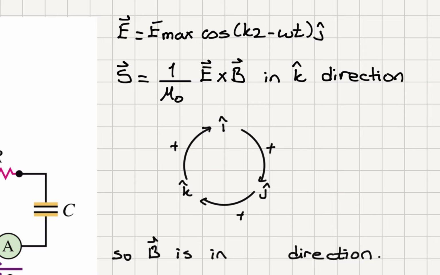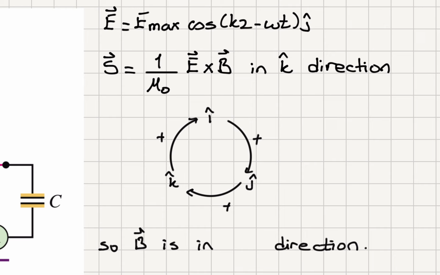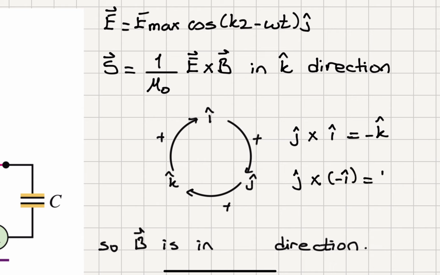Now, for this Poynting vector to be in the k hat direction, we have to determine the direction of the magnetic field. Looking at the relationship between i hat, j hat, and k hat here, i hat cross j hat is k hat, j hat cross k hat is i hat, k hat cross i hat is j hat, etc. So we have to find out which cross product with j hat gives us k hat. j hat cross i hat gives us minus k hat. So what we need is actually j hat cross minus i hat, which is going to give us plus k hat direction. So this tells us that the magnetic field must be in the minus i hat direction.